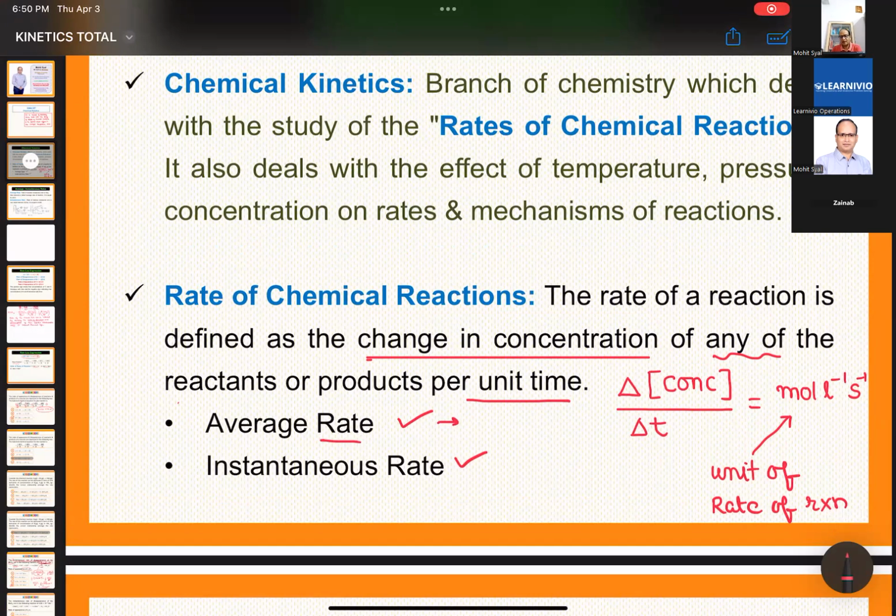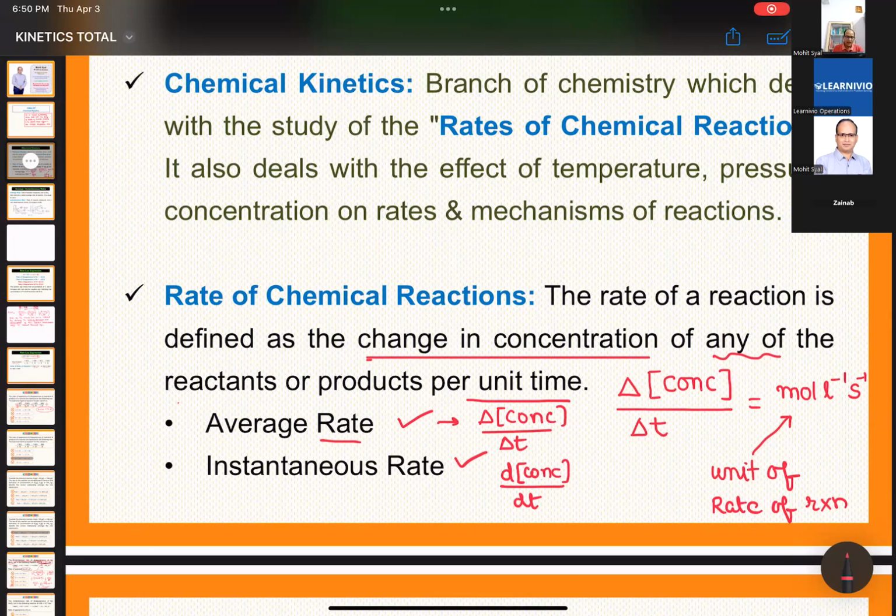Average rate is written by delta, change in concentration upon change in time, and instantaneous rate is, because you take the time interval very short, d by dt. So it becomes d by dt of concentration. Is this clear? This is just for definition. Clear?